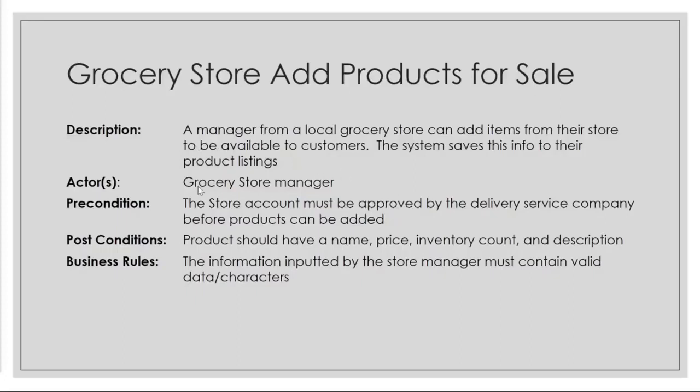So the next use case is a grocery store adds products for sale. A manager from a local grocery store can add items from their store to be available to customers, and the system saves this info to the product listings. The only actor again is a grocery store manager. The precondition is that the store account must have been approved by the delivery service company, and the post condition is that the product should have a name, price, inventory count, and description. The only business rule is that, again, the information inputted by the store manager must contain valid data and characters.